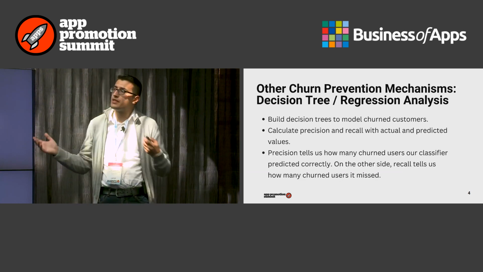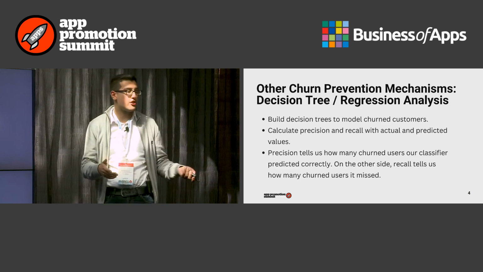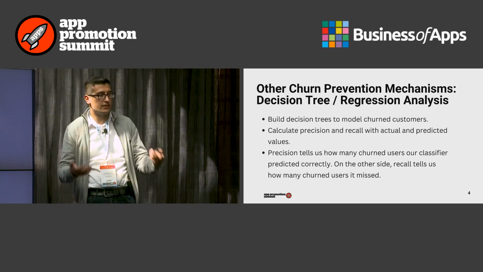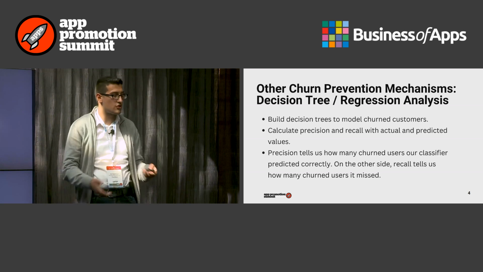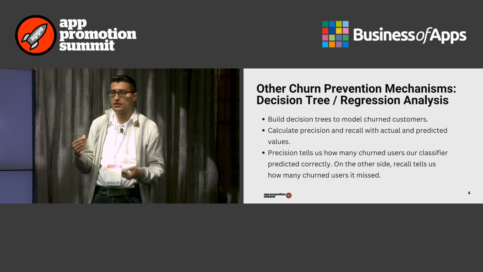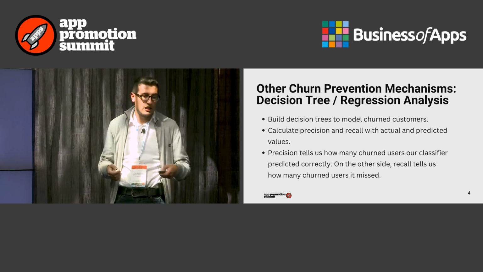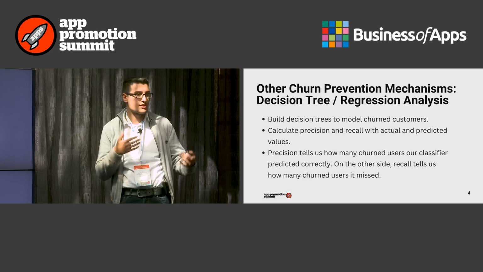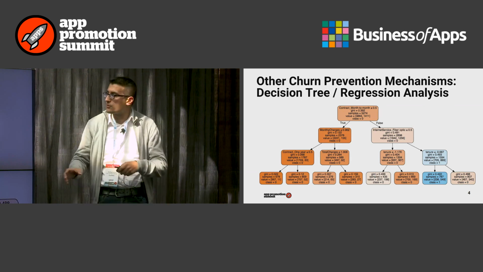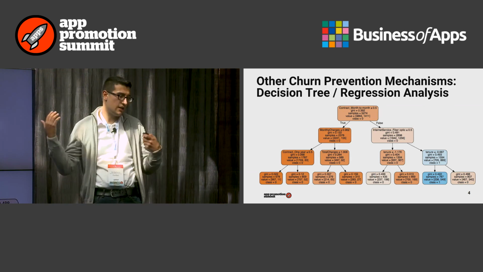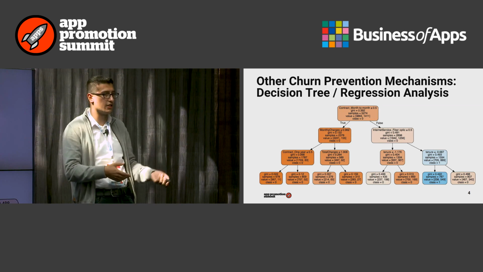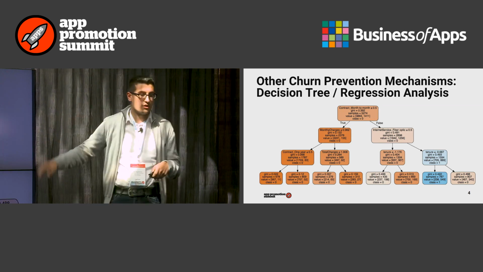There is another more sophisticated thing that you can do if you have a lot of data: decision trees and regression analysis. Basically, if you have a data team and a lot of data, you can build decision trees to model churned customers, and then you can score them and do regression analysis to predict if they're going to churn, what the churn score is, and what the probability is that the users can churn. This is just a screenshot of how a decision tree looks. But to do this, you need to have a lot of data and also a data person or data team to create these trees and do all this data analysis.